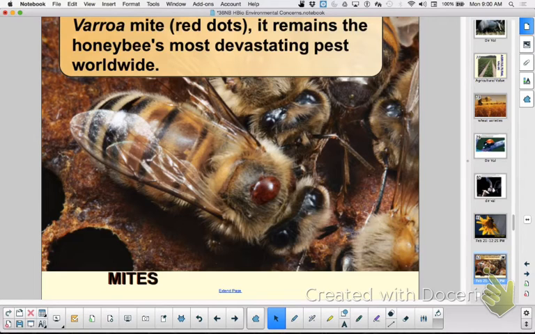So we need biodiversity because we need wild bee strains, so that if these guys get wiped out, we have some other ones.